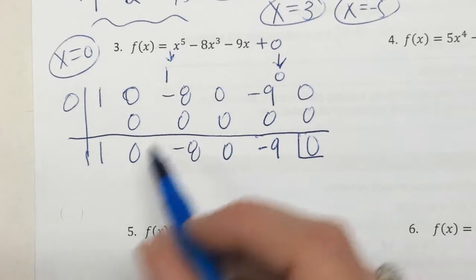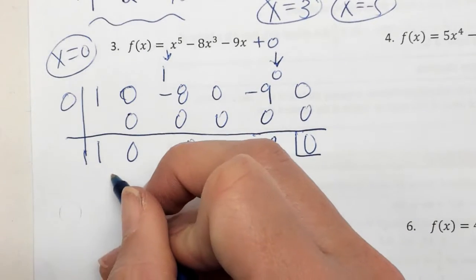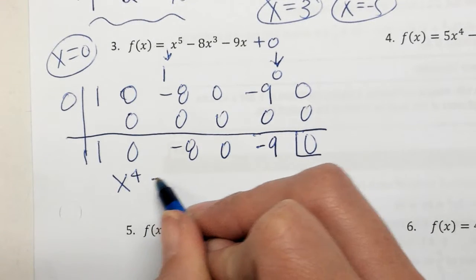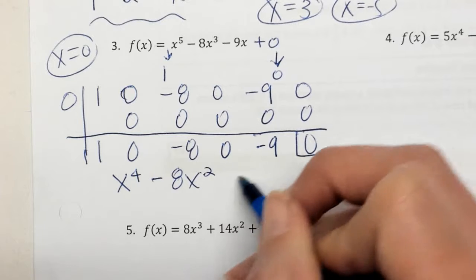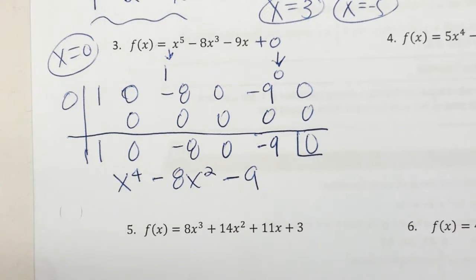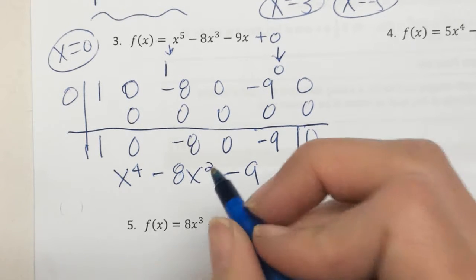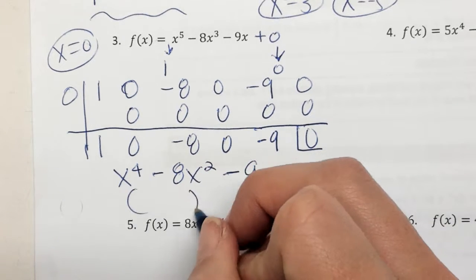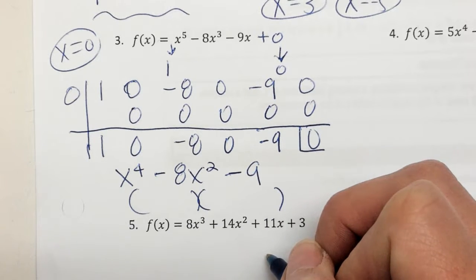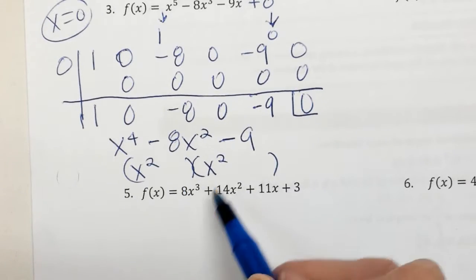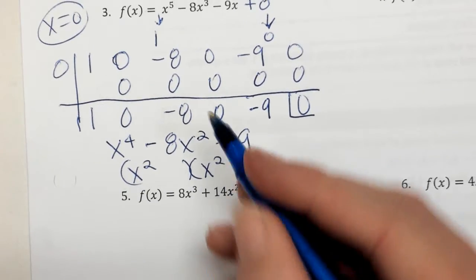Alright, so tell me how to write this as a polynomial. X to the 4th. Good. Minus 8x squared. Perfect. Minus 9. Good. Alright, can't we factor this? Yes. What can we factor this into? X squared and good, because we need it to make x to the 4th. And what numbers go here?